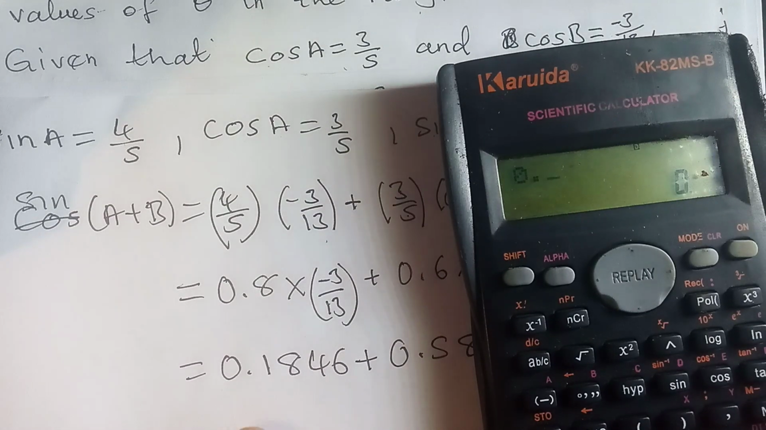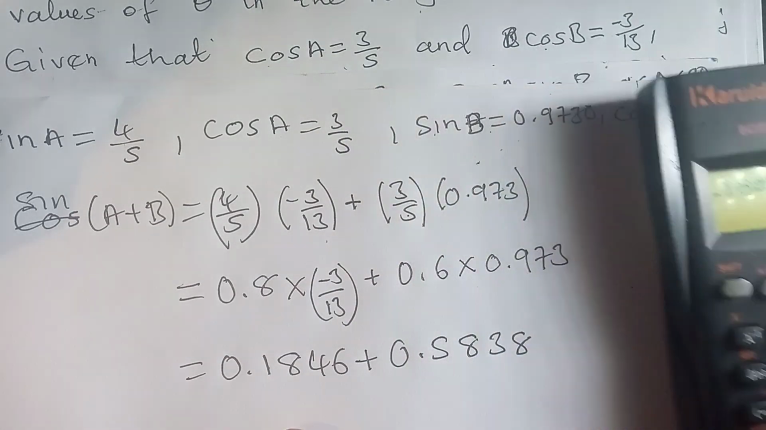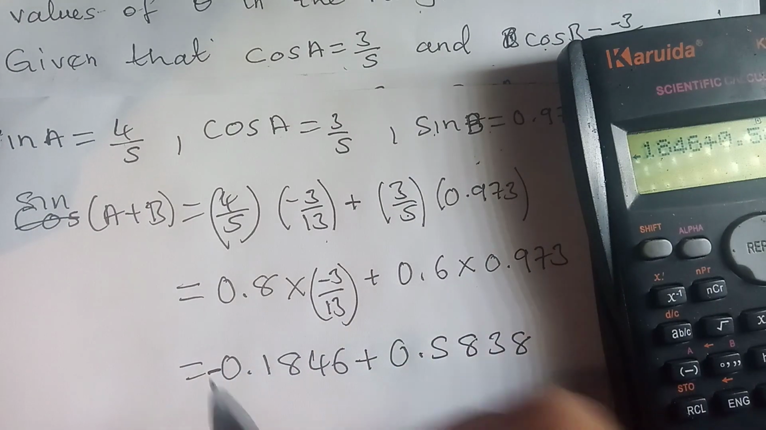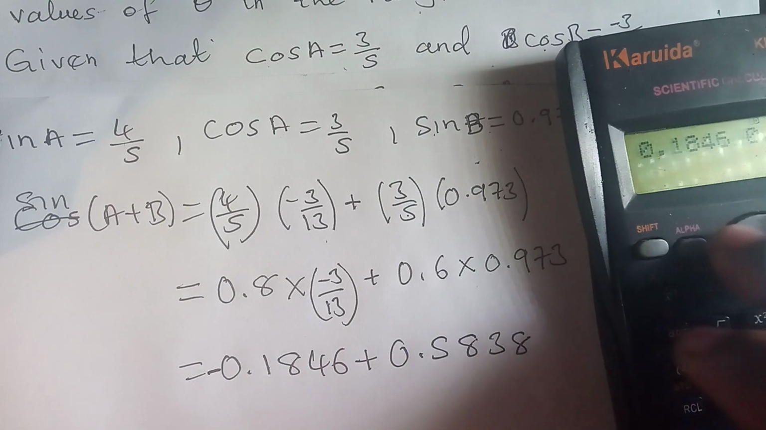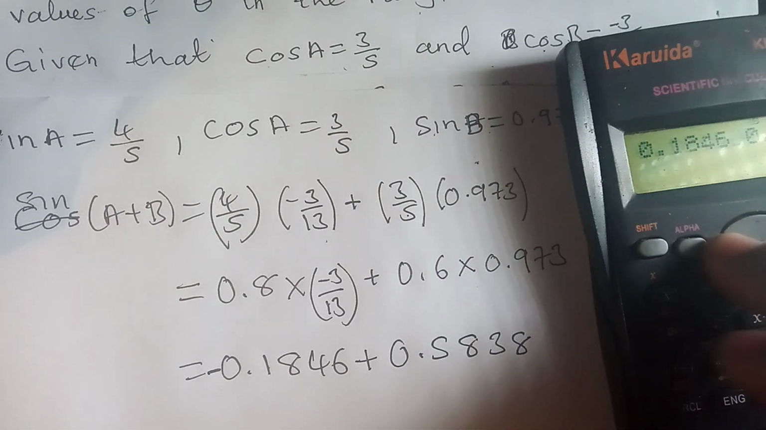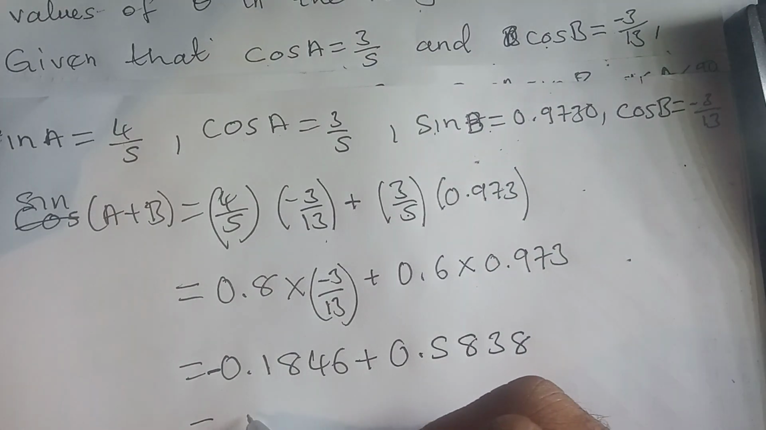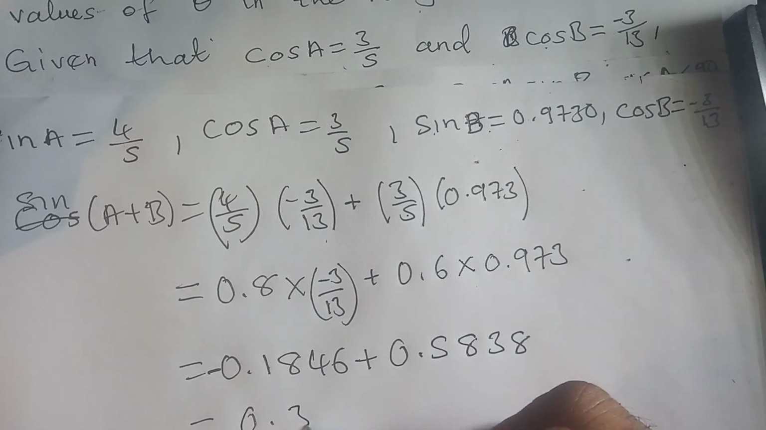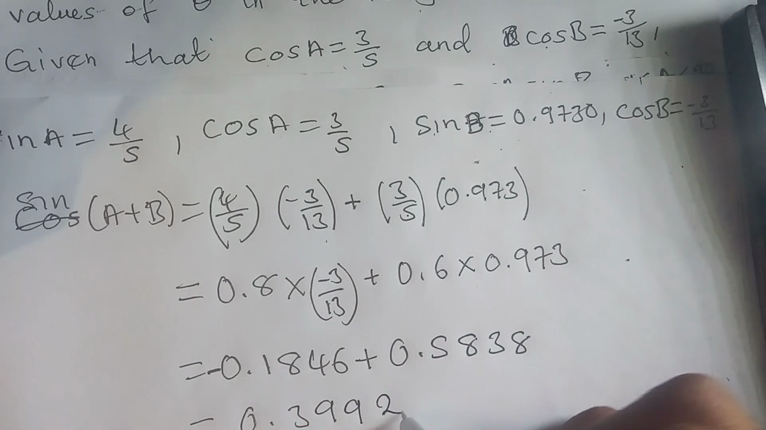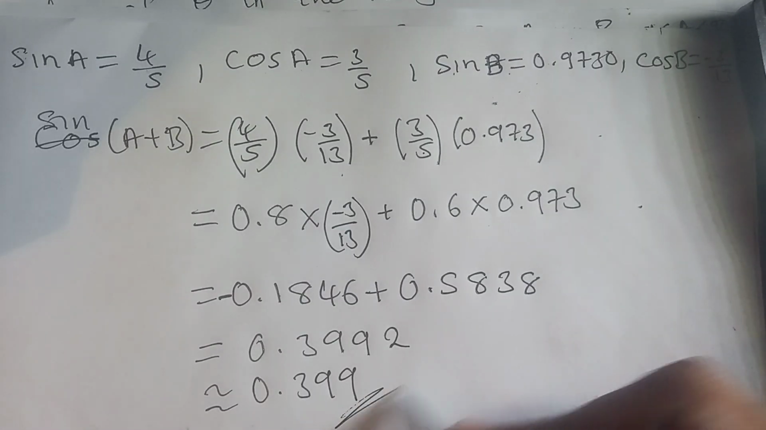Then we can add these two numbers. We have 0.1846 plus 0.5838. Of course, this one is negative, so we are actually subtracting. And this is giving us 0.3992, which is approximately 0.399, and you are done.